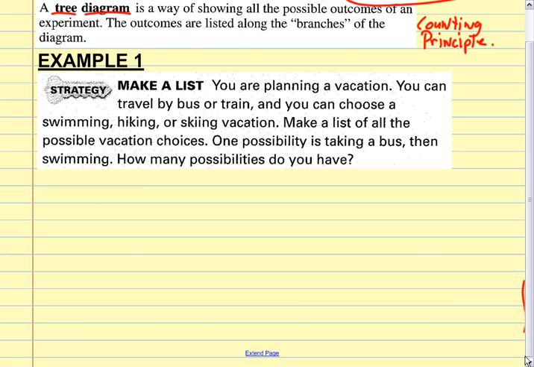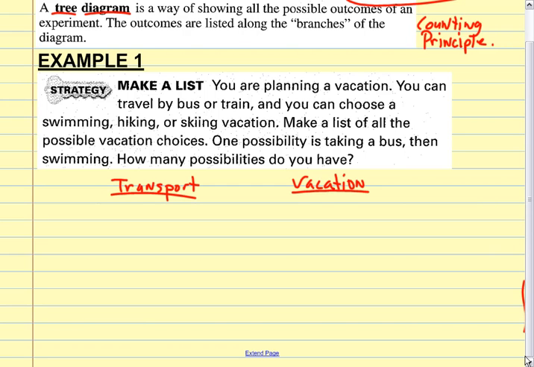All right. First example says, you are planning a vacation. Congratulations. You can travel by bus or train. So I'm going to put transport here. And you can choose from swimming, hiking, or skiing. Okay, so now you got your type of vacation. We're going to find out all the possible trips you can take. It says make a list of all the possible vacation choices. One possibility is taking a bus, then swimming.